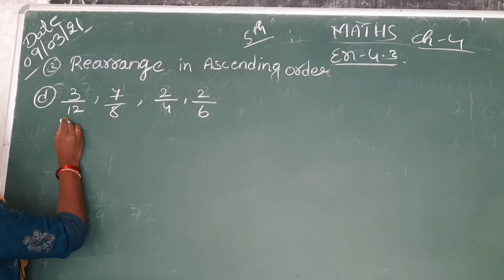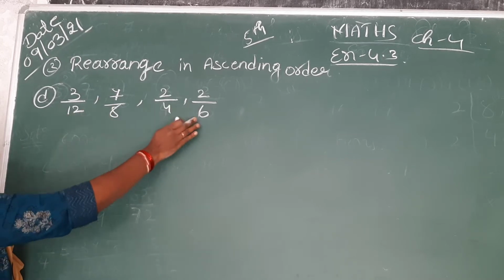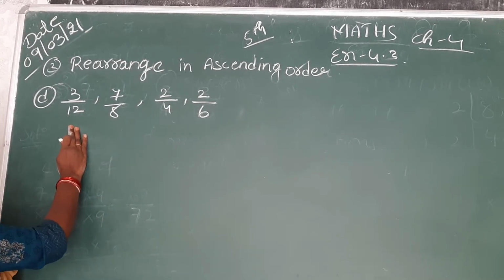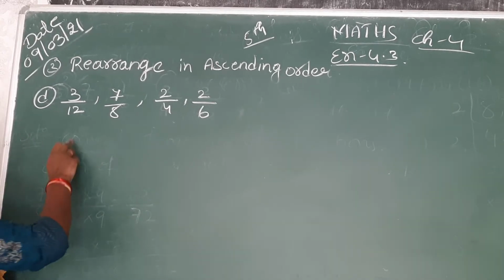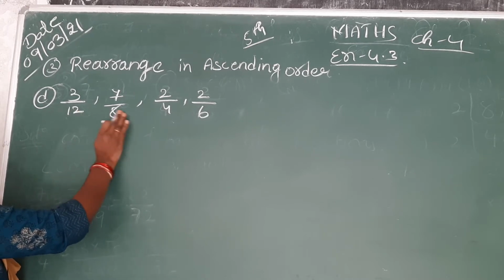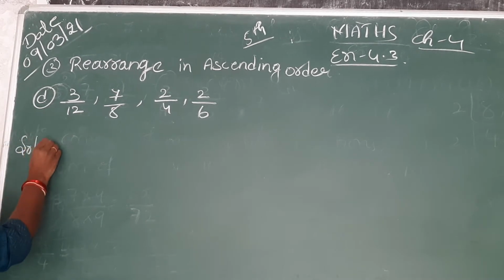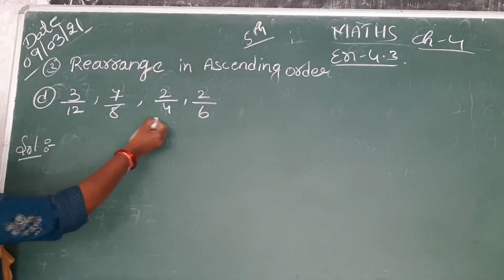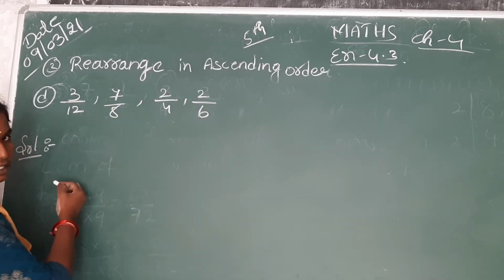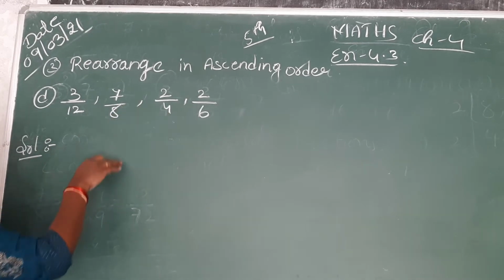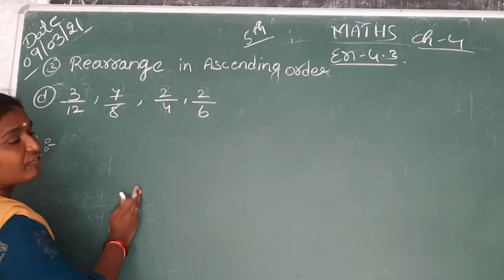So now here numerators and denominators are not the same. These are unlike fractions. If we are given like fractions, you may write the ascending order easily. But here they are unlike fractions. It means denominators and numerators are not the same. That is called unlike fractions. So directly we should not write the ascending order. See here, 3 by 12, 7 by 8, 2 by 4, 2 by 6. Which is the smaller one? No one can say. So first we have to convert these fractions into like fractions.